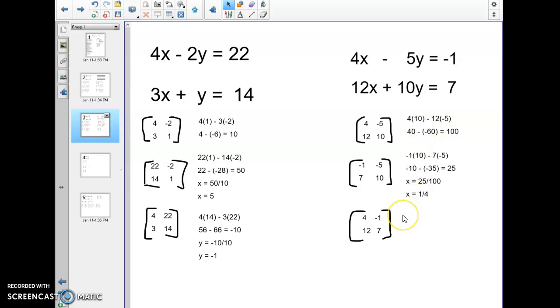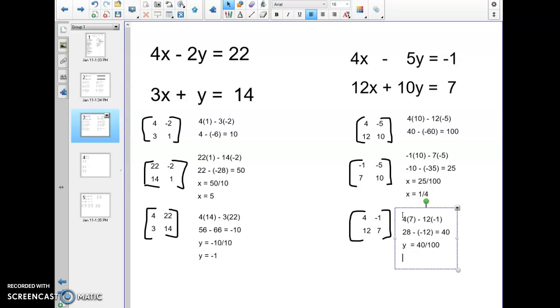4 times 7 minus a 12 times a negative 1. All right, that's going to be 28 minus a negative 12, and that equals 40. My y is going to equal 40 over 100, and my y equals 2/5. And this one can be checked.